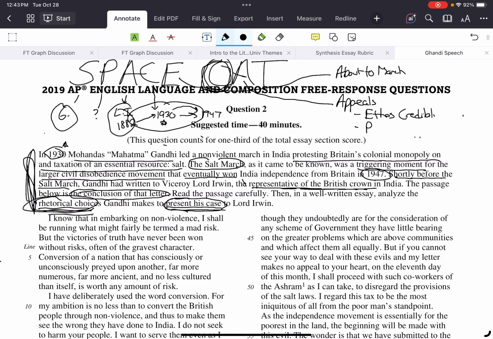Through emotions, I'm just going to put "em." Or through reasoning. Don't ever say that somebody uses reasoning in their speech. Everybody does, but I'm just going to put it out there anyway because that's what the appeals are. And then tone is something we don't know yet because we don't know what tone he's speaking to Lord Irwin in. But again, let's go ahead and read it.